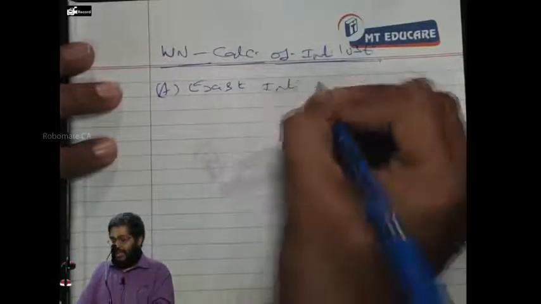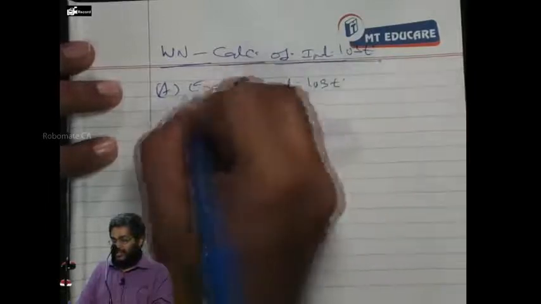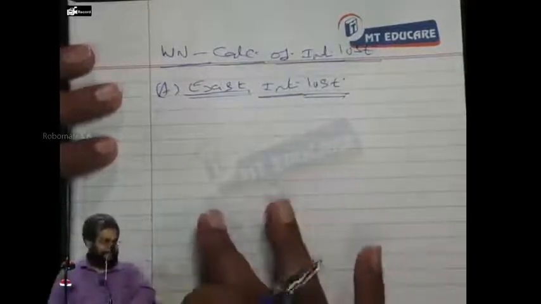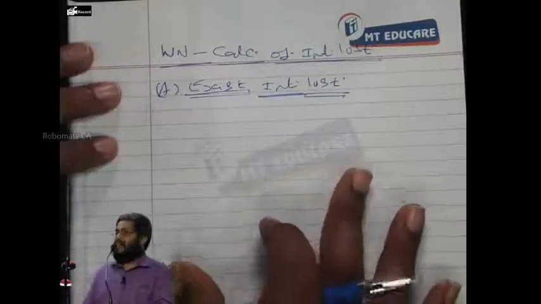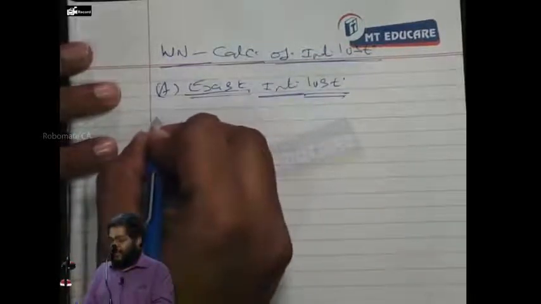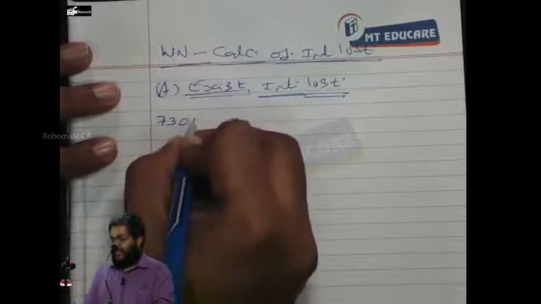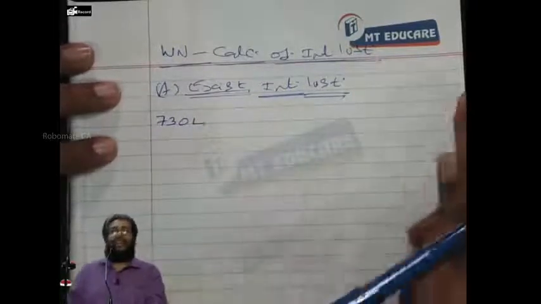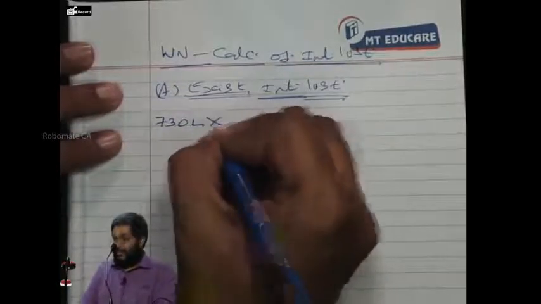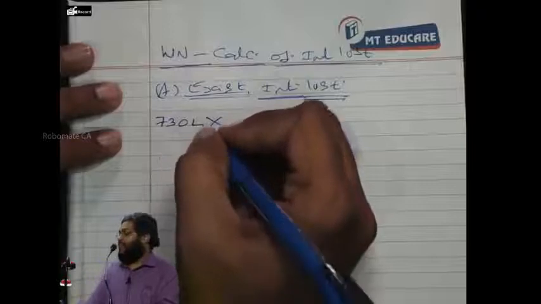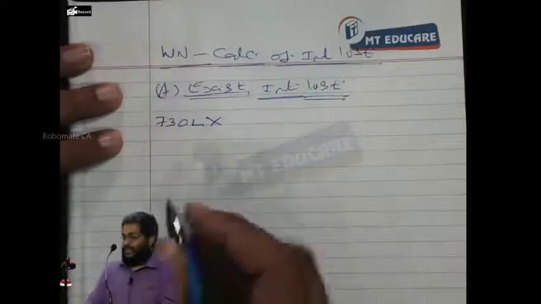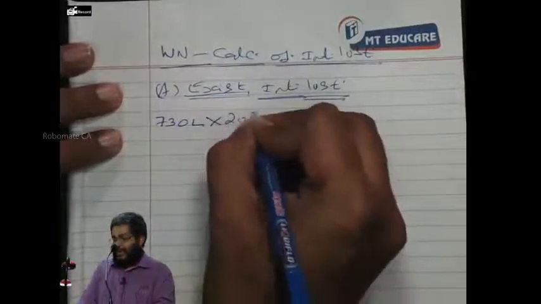At present, how much am I losing? Calculate the existing interest lost. Shall I start or not? Write one below another. First, what is my annual sales? 730 lakhs. I'll calculate in lakhs: 730 lakhs into, for what percent of my sales? The delay is 3 days. 20%. 730 lakhs into 20%.